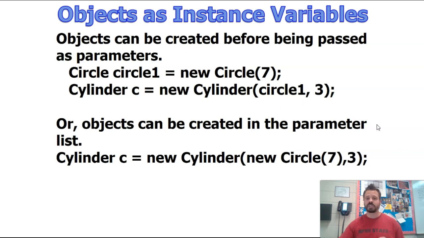Okay, or objects can be created in the parameter list. We can say Cylinder c equals new Cylinder. And here, instead of creating that object ahead of time, we can just call the new constructor, a new Circle 7, followed by the height. The difference between these two methods here is in the first case, I can reference this circle1 outside of the cylinder, whereas in the second case, the only place that that circle is stored is within the memory of the cylinder, so there's no way to reach it, okay, outside of that cylinder object.